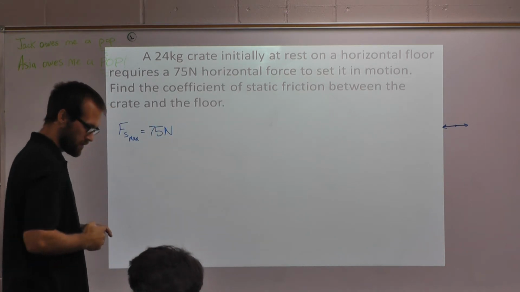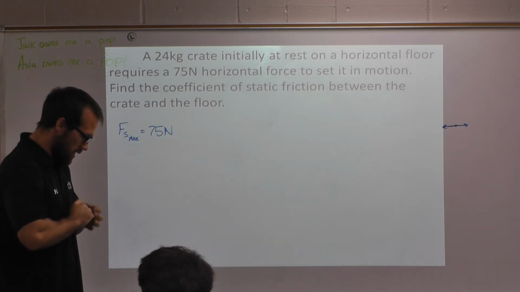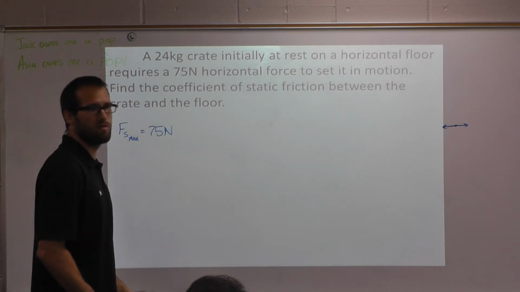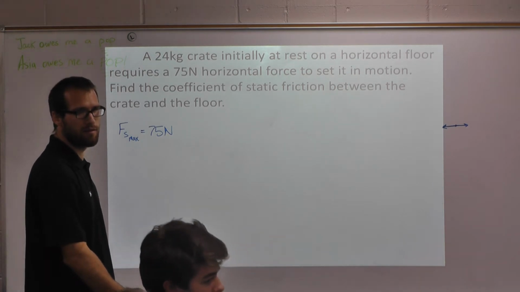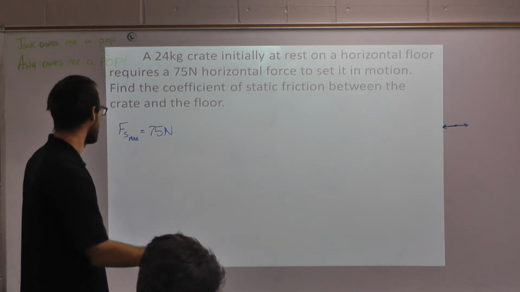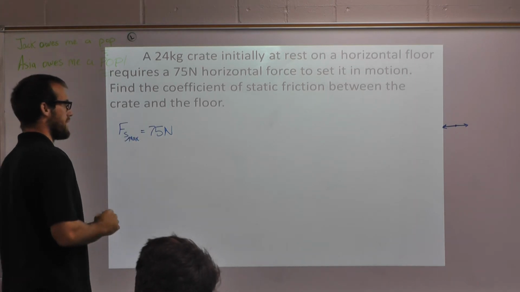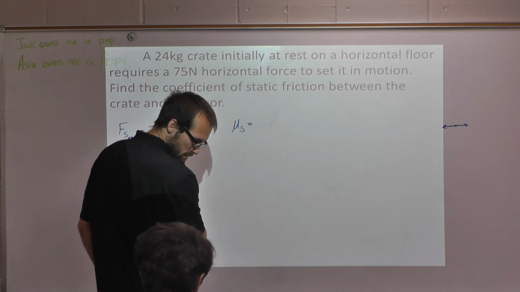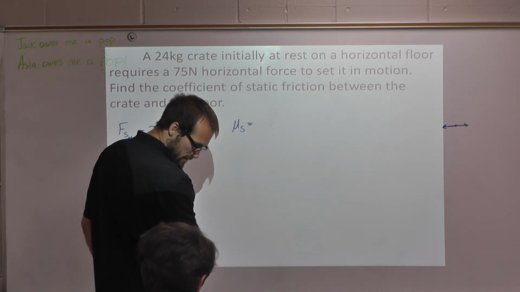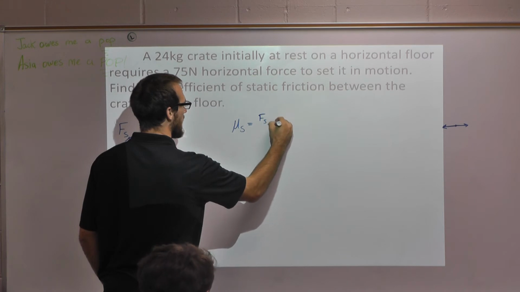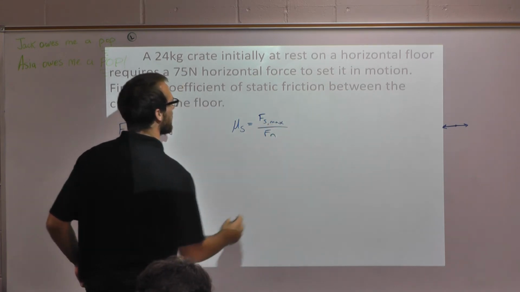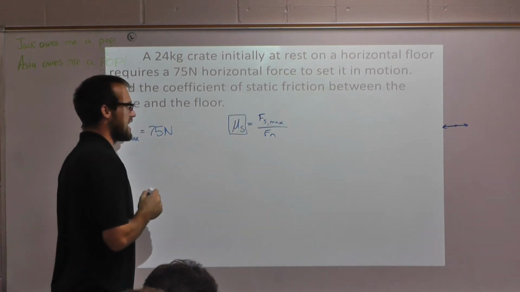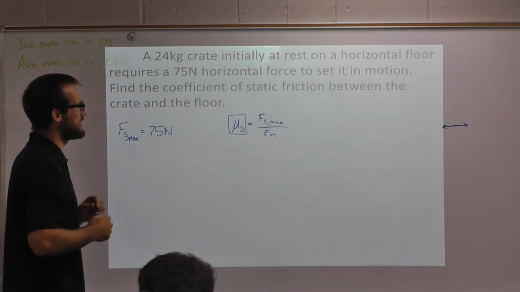And then your mass is 24 kilograms. It says Fs comma max, that's a typo, it's still the same thing. So then Fn is 24. Okay, so we got an equation for the static coefficient: Fs max over Fn. It wants us to find the coefficient of static friction. It gave us Fs max, but it didn't give us Fn directly.